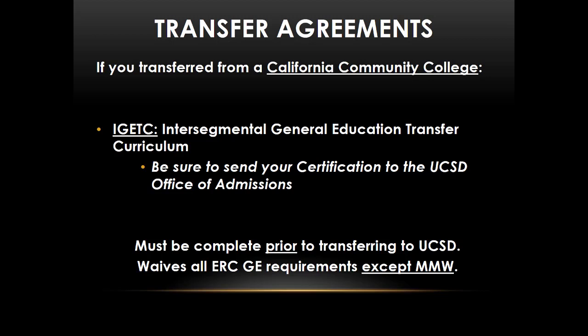If you choose to follow IGETC, you must be certified before you transfer to UC San Diego. Make sure that you request to have your IGETC certification sent from your community college to UC San Diego admissions. This certification is separate from your transcript. The IGETC certification is required to verify official completion of IGETC requirements. As an IGETC student, you will be required to take MMW 121 and 122 to complete ERC-GE requirements.